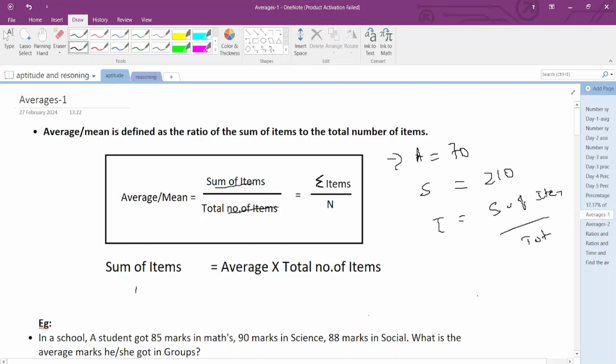Total number of items, right? So which means 210 by 70 is equal to 3.